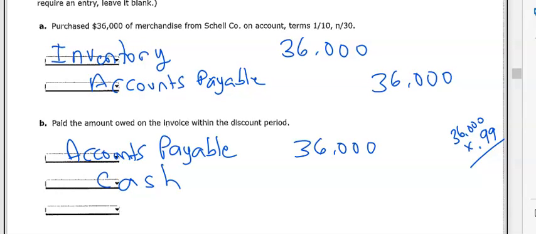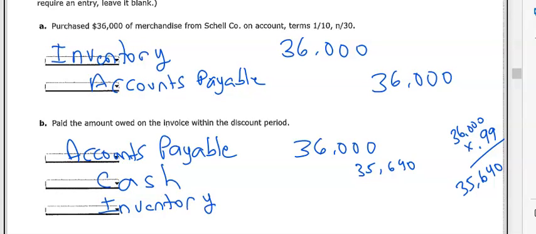So that's 36,000 times 0.99, 35,640. So I'm going to credit cash because my cash goes down when I pay it out, for 35,640. So right now I'm not in balance, and I'm actually off by the amount of the discount. And the amount of the discount is going to lower my inventory because I thought I was going to be paying the whole thing for the inventory, but it turns out I didn't pay 1% of it. So I'm going to reduce inventory by that 1%.